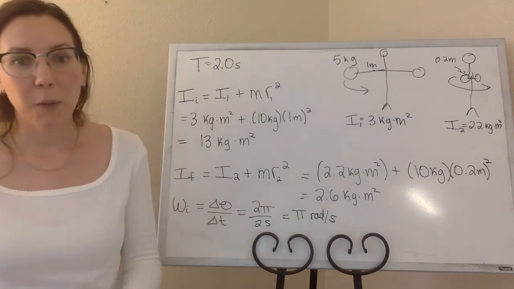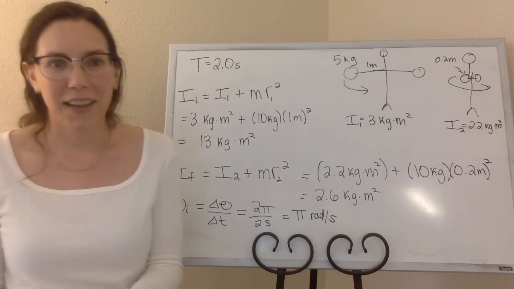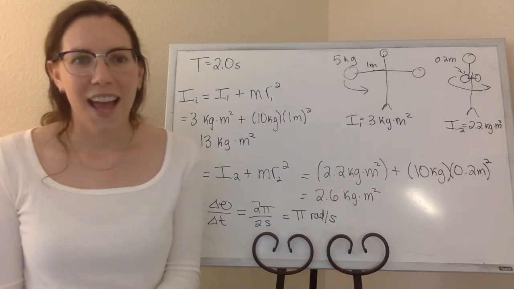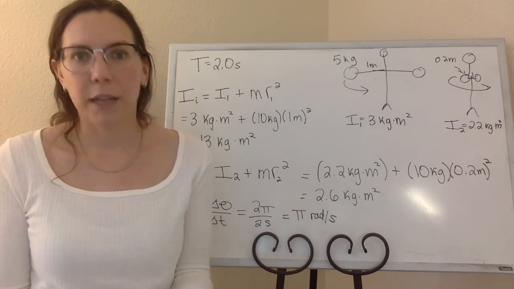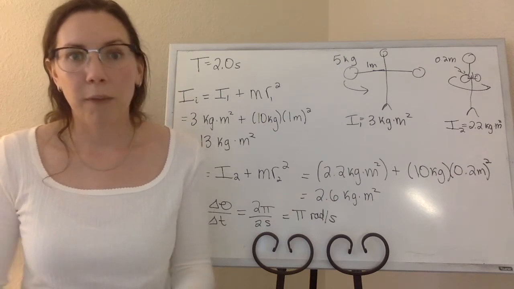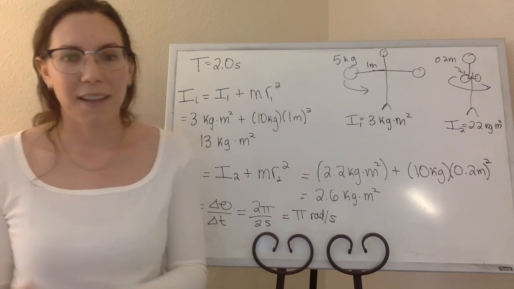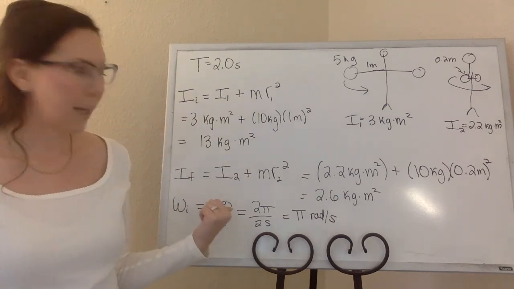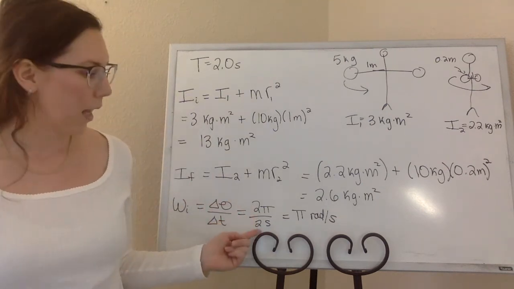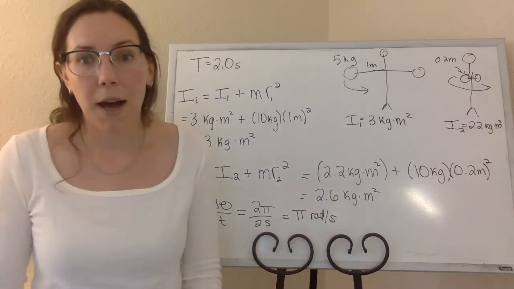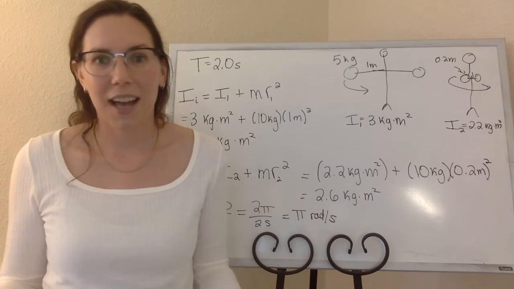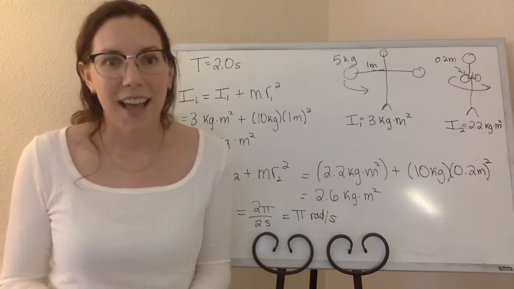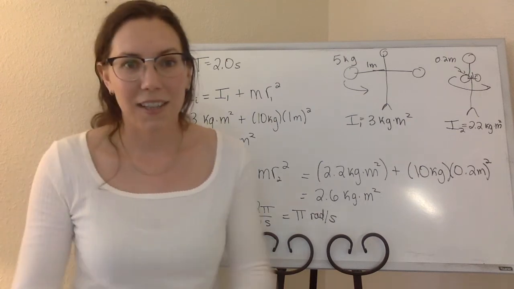And before we do angular momentum, we will need to find the initial angular velocity, and we know that initially he's rotating at a constant rate, making a period of 2 seconds. So 1 revolution is 2 pi in 2 seconds. So omega is delta theta over delta t, which is 2 pi over 2 seconds, so pi radians per second. And now there will be an angular acceleration as he brings his arms in, and that angular velocity changes.